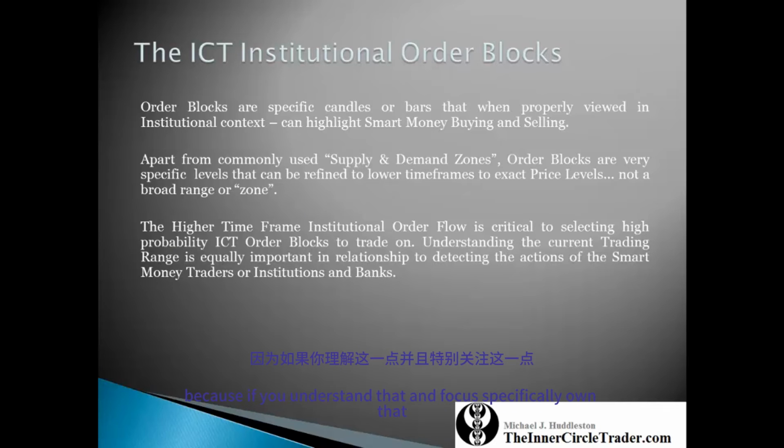Because if you understand that, focus specifically on that, and trade inside the ranges identified on these higher time frames, it will remove a lot of the uncertainty that plagues most traders in their hunt for trade setups and directional bias. You don't need directional bias to make money, but it makes it a lot easier to get into explosive moves and hold them for extrapolated price moves and price swings that go well beyond what you're expecting at the beginning of the trade.